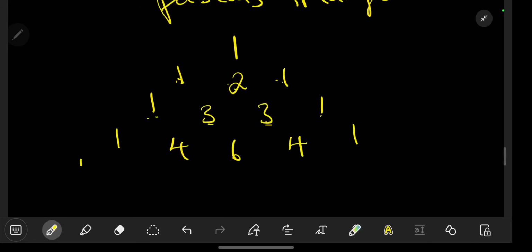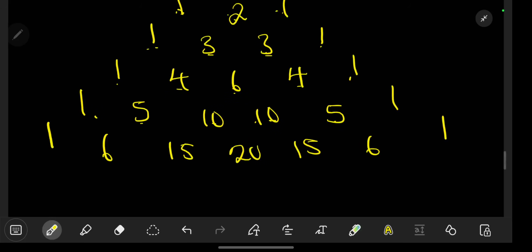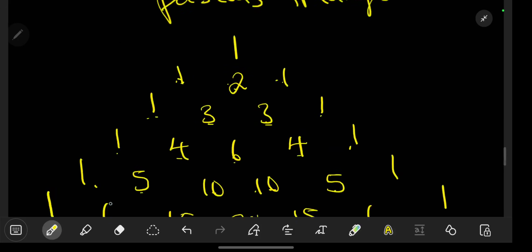The next one, you write ones outside. You're going to have 1 plus 4, it will be 5. 4 plus 6, that will be 10. This plus this will be 10. This plus this will be 5. The next one, it will be 1 outside, 1 outside. You're going to have 1 plus 5, that will be 6. This plus this, it will be 15. This plus this, it will be 20. This plus this, it will be 15. This plus this, it will be 6. You continue like that. So let's use the Pascal's triangle to expand this.